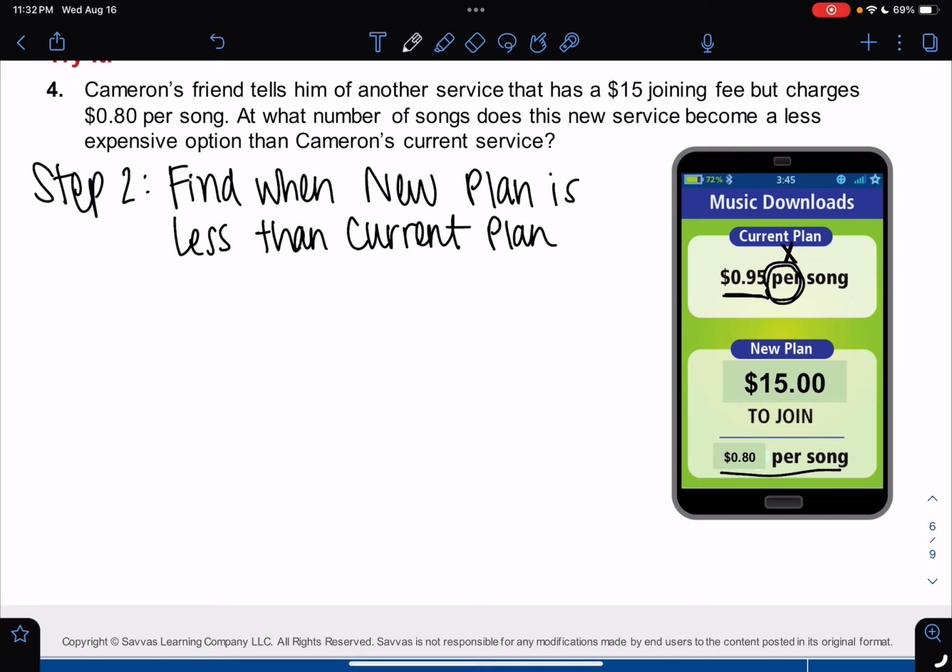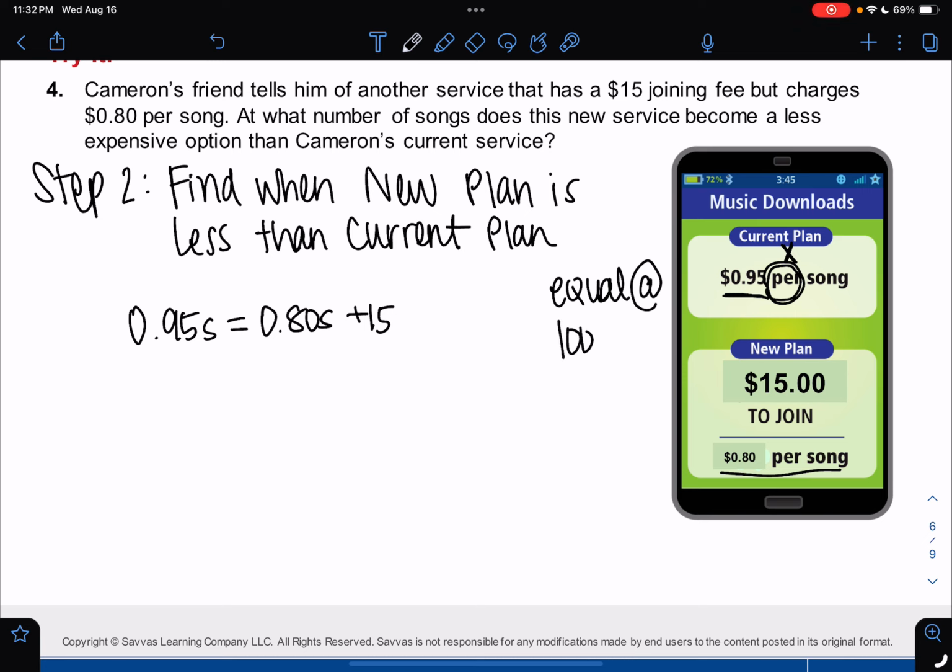All right, and remember, we had our equation, which was 0.95s equals 0.80s plus 15, right? We knew that they were equivalent at 100 songs. So how about we just choose a number of songs that's either above or below 100 in order to figure out when the new plan is going to be more or less, right? So let's go ahead and do that.